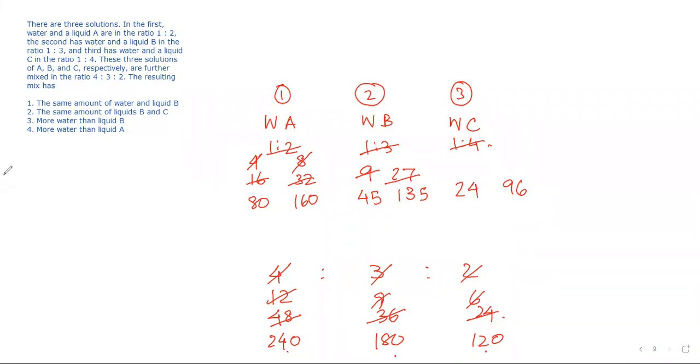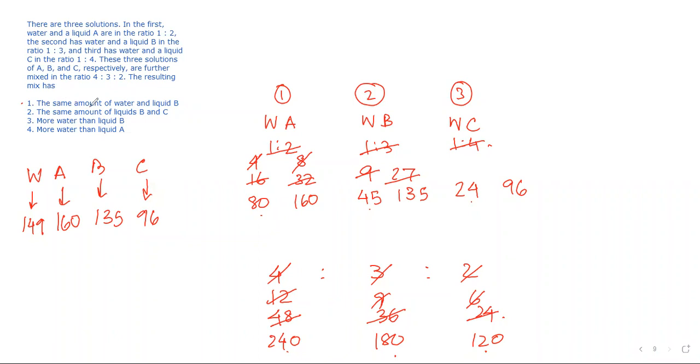So how much water do we have? 80 plus 45 is 125. 125 plus 24 is 149. A is 160, B is 135, and C is 96. Those are the final values that we have in the final mixture.